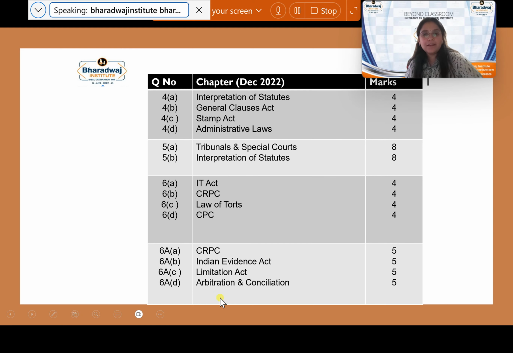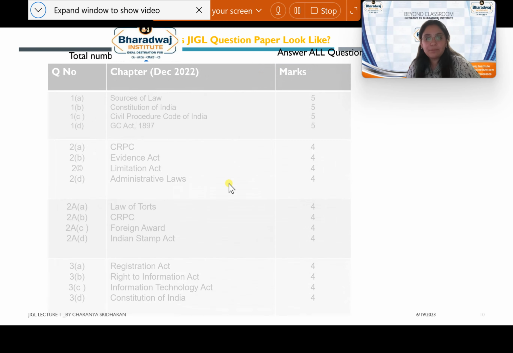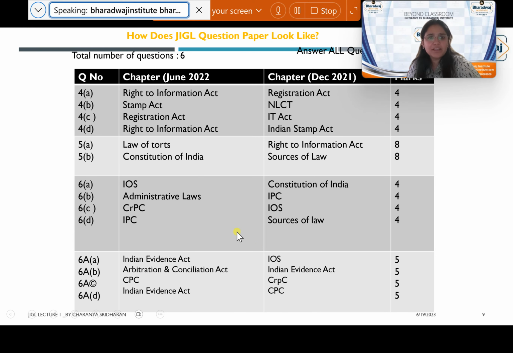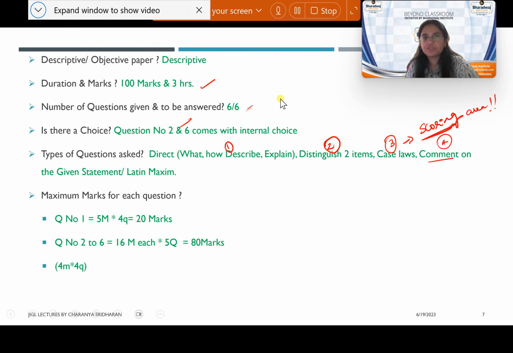Alright? What kind of questions do we have? Turn to the next page of the notebook. Write down question paper pattern. What is the question paper pattern? Total number of questions in the JIGL question paper is 6. Total number of questions in the JIGL question paper is going to be 6. I hope they don't change the pattern.